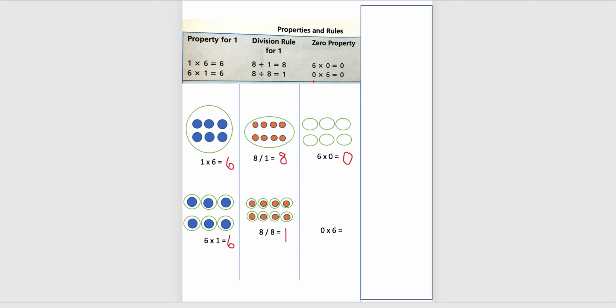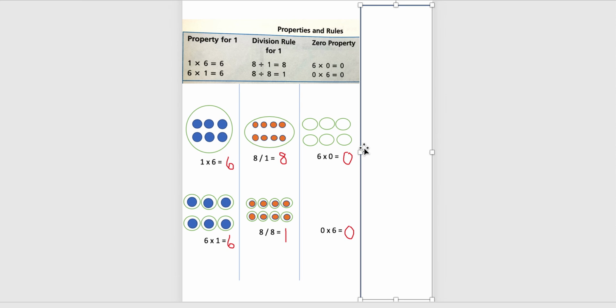Turning it around, we have 0 groups of 6. There isn't a picture here because if we have 0 groups, that just means there's nothing there. Therefore, our answer has to be 0.